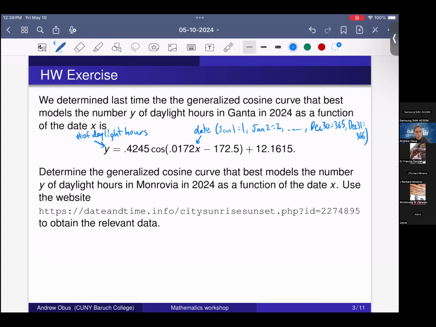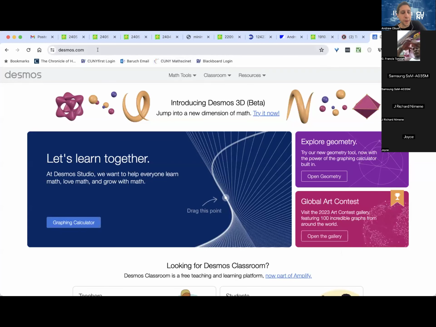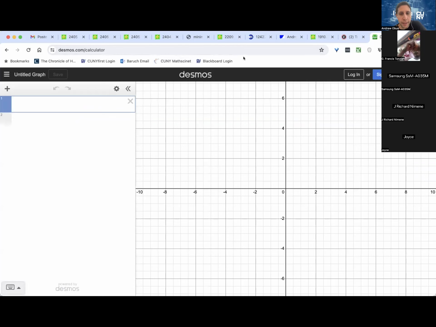Let me go to Desmos.com. Let me try to share my screen here. Yes, this will stop the other screen sharing. I want to do Google Chrome. There we are. Okay. So if we go to Desmos over here, I'm going to click on the graphing calculator at desmos.com.